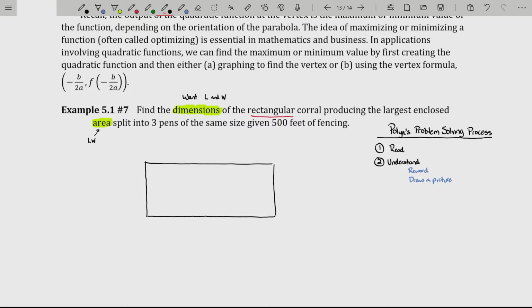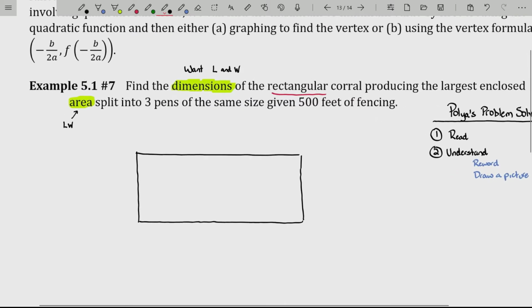and there's a fence line all around it. And we're going to break that into 3 pens of equal size. So I'm going to have a little sub pen right here and a little sub pen right there. And hopefully, roughly, those are the same size. So that is a visual of what's going on.